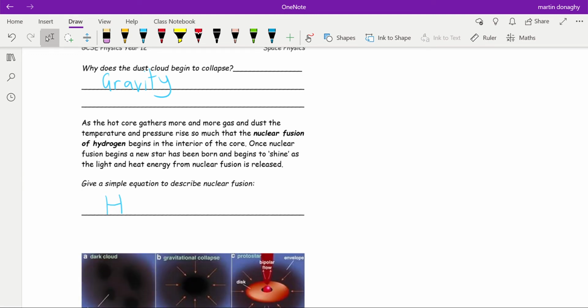So we had a nebula. Gravity, if we fill in some of the answers here, caused the collapse. Eventually, it pulled it together, formed it into a protostar. It got even more compressed due to gravity, and then nuclear fusion happened.